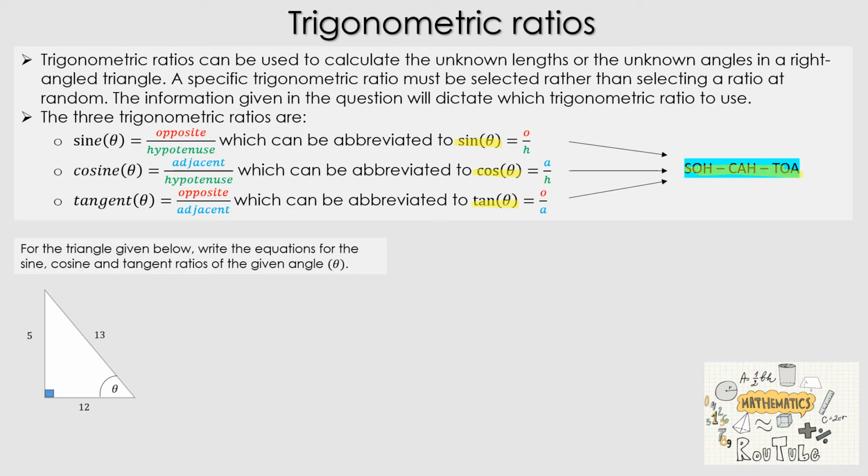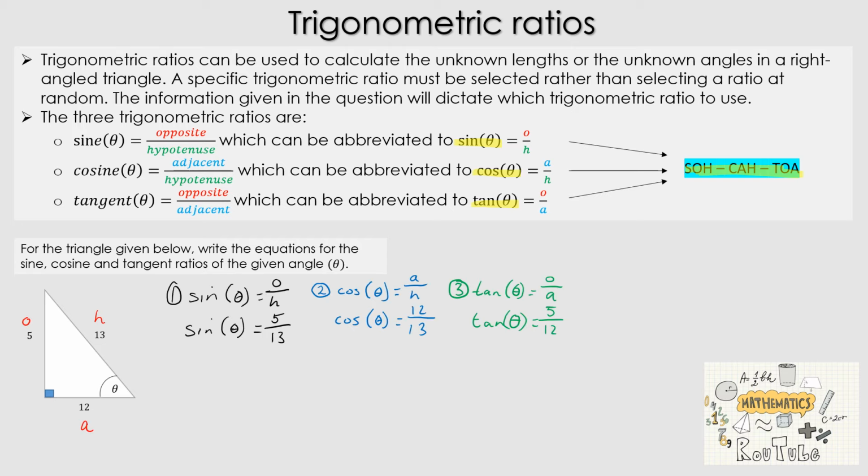So let's have a look at the question down the bottom. For the triangle given below, write the equations for the sine, cosine, and tangent ratios of the given angle theta. Now, what I want you to do is pause the video and have a go on your own. My little hint is to make sure you label the triangle first and then use the information on the top of the page to help you with writing the equations for the sine, cosine, and tangent ratios.